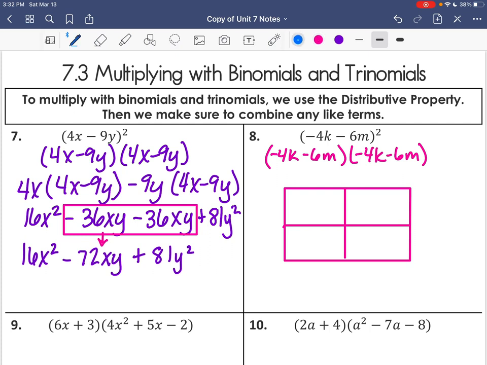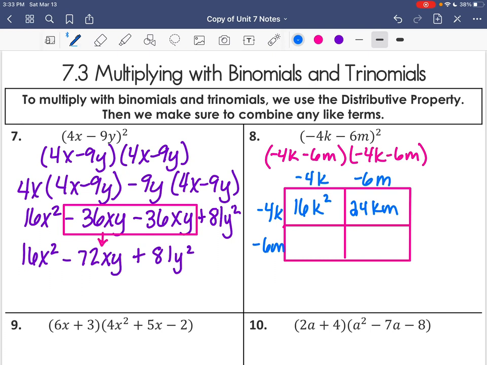Okay, so I've got negative 4k and negative 6m because they're both minus, they're both negative. So make sure your sign stays with them so that when you multiply, you are multiplying by the negative as well. All right, so in our first box, we've got negative 4k times negative 4k. So negative times negative is positive 16. K times k is k squared. Then we'll move over to the box beside it. We've got negative 4 times negative 6 is positive 24. And then k times m is just km. Remember, k comes before m in the alphabet, so it gets to go first.